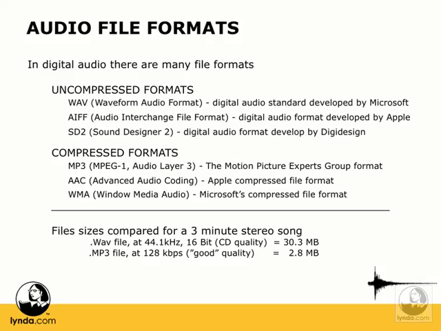Down at the bottom here, I just have a quick comparison of file sizes for a 3-minute stereo song. And you can see a WAV file with a sample rate of 44.1 and a bit depth of 16-bit, which is CD quality sound. That song is approximately 30 megabytes. Now, an MP3 version of that same song at 128 kilobits, which is considered good quality, comes in at just under 3 megabytes. So there's a significant difference in the file size between the uncompressed and the compressed formats.